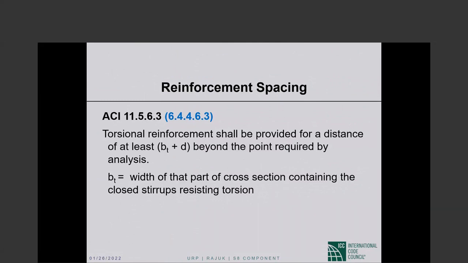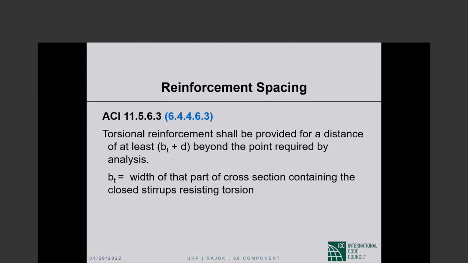And the final requirement is torsional reinforcement shall be provided for a distance of at least b sub t plus d beyond the point required by analysis. So when you no longer require it according to analysis, you shall extend it by b sub t plus d.